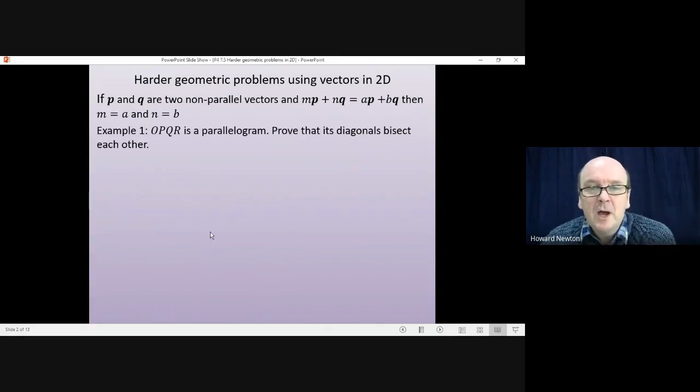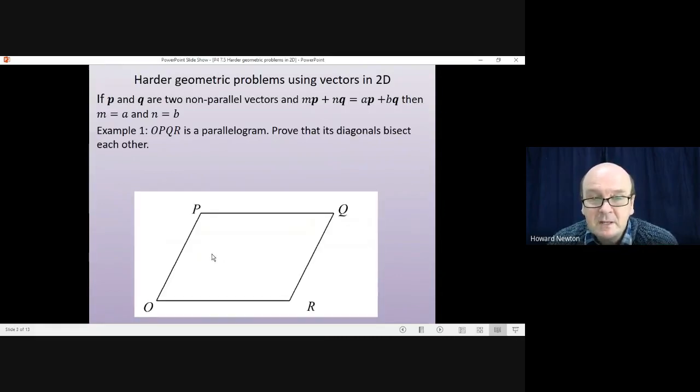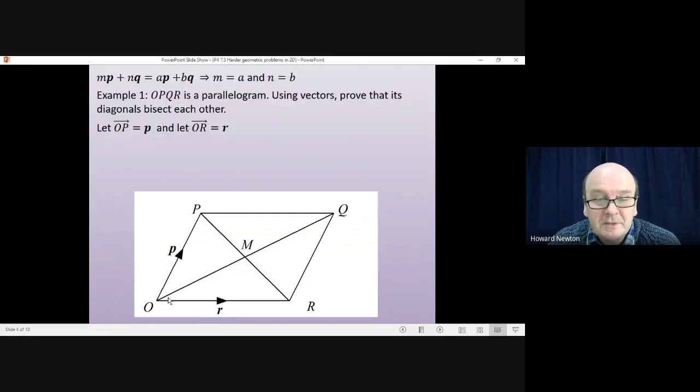If OPQR is a parallelogram, prove that its diagonals bisect each other. So we have a parallelogram, OPQR, and we'll let the vector from O to P be p, and the vector from O to R be r. Because it's a parallelogram, we know that PQ will also equal OR, so PQ will equal r, and RQ will be the same as OP, so RQ will also equal p.